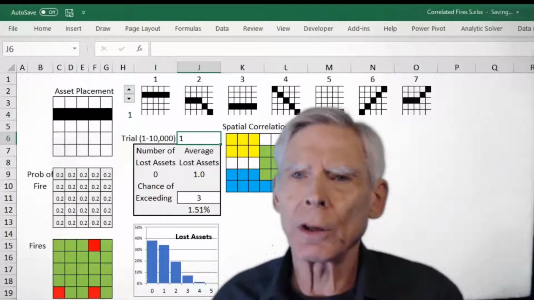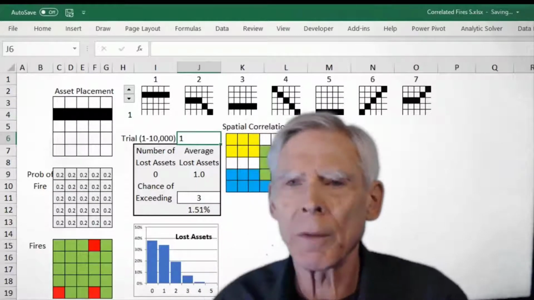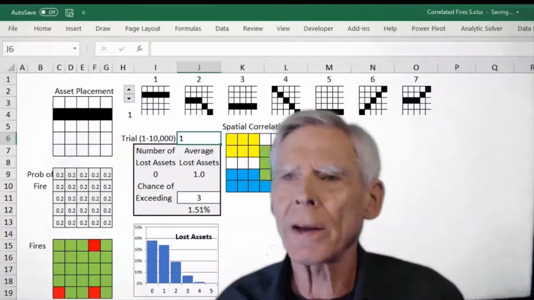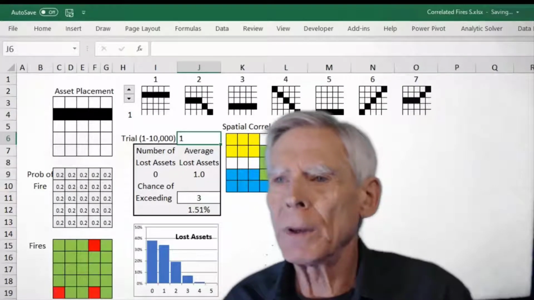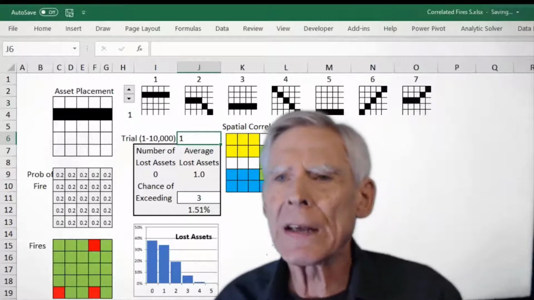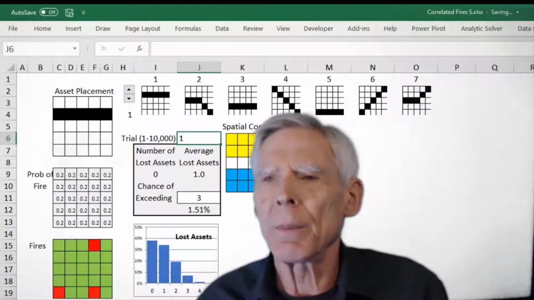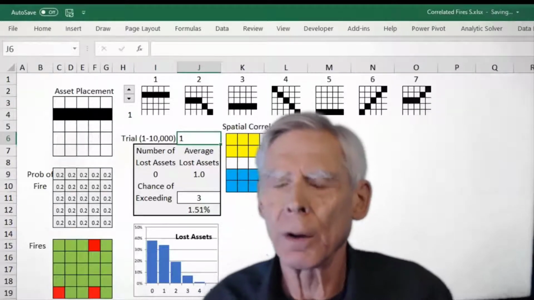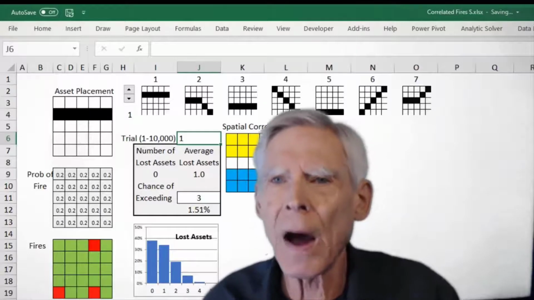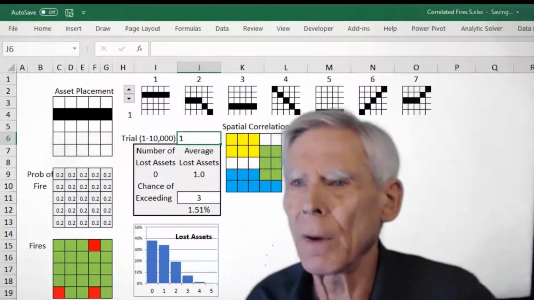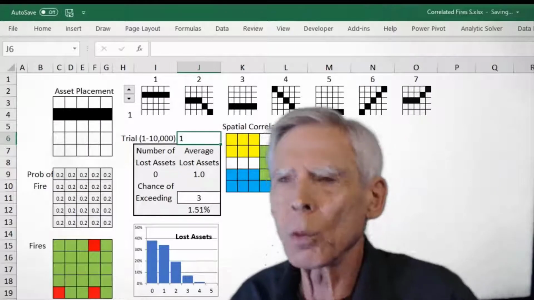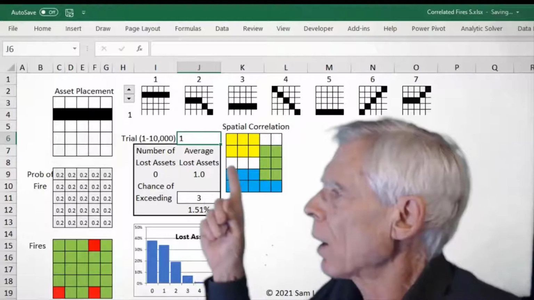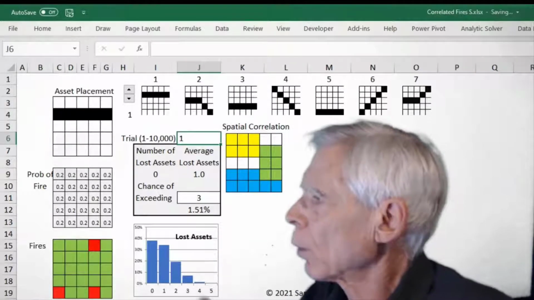Think of spatial correlation this way, and Joe, correct me if I'm wrong, but you've got things like canyons, wind directions, contiguous pieces of forest that tend to burn together. And if my house floods, my neighbor's house is going to flood. If my house gets burnt down by a fire, my neighbor's house might survive just due to the local wind conditions and things. So what I've done here is I've modeled what I call spatial correlation.